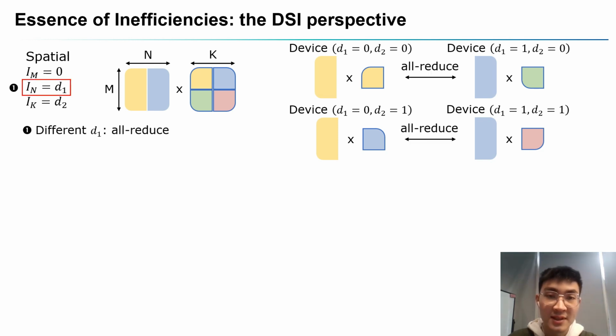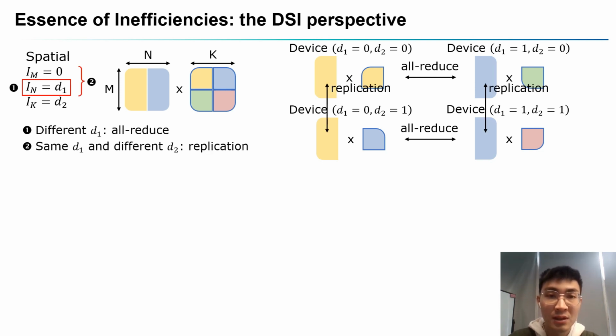We observe the essence of inefficiencies of spatial tensor partitions from the DSI perspective. Firstly, examine the DSI In of dimension n, which is the summed-over dimension of matrix multiplication. Here, In can't take value 1 for devices with D1 equals 0 and vice versa. This means each device doesn't have access to all slices of dimension n. Thus, all-reduce is necessary.